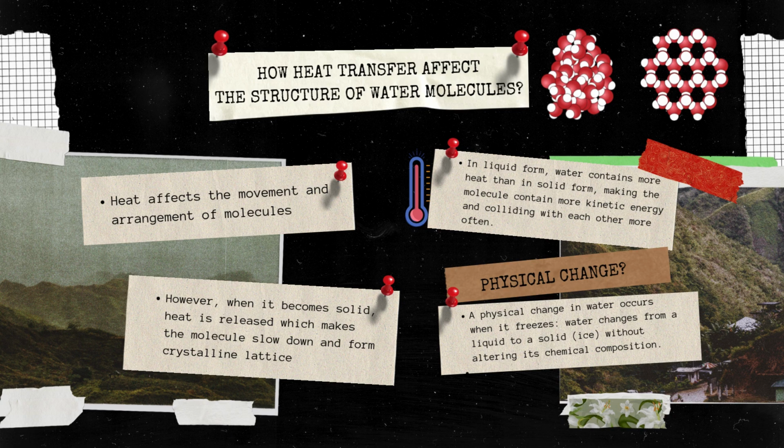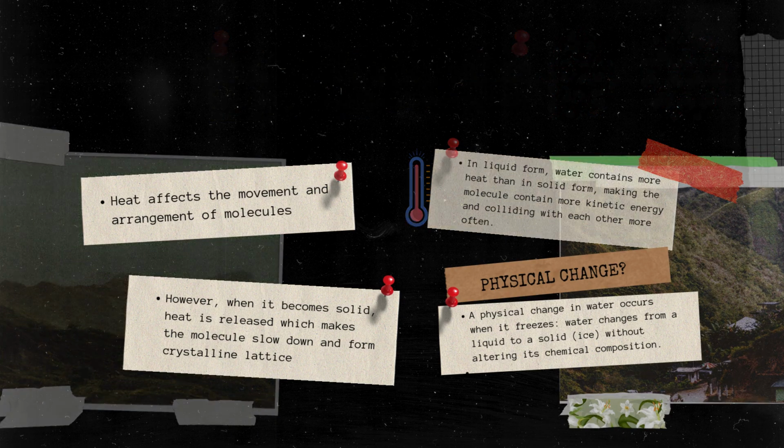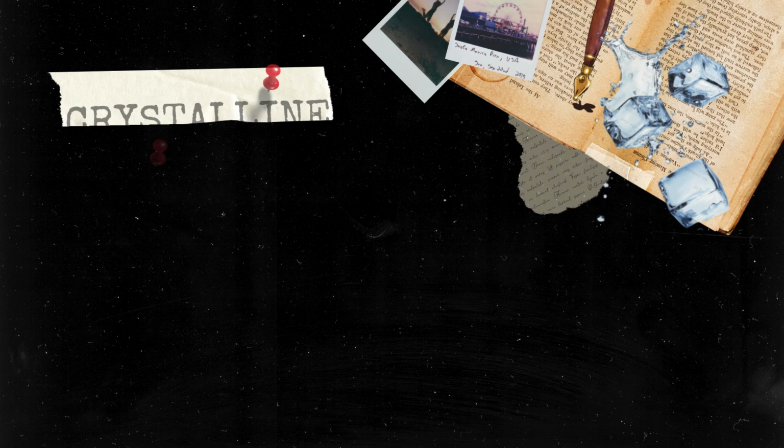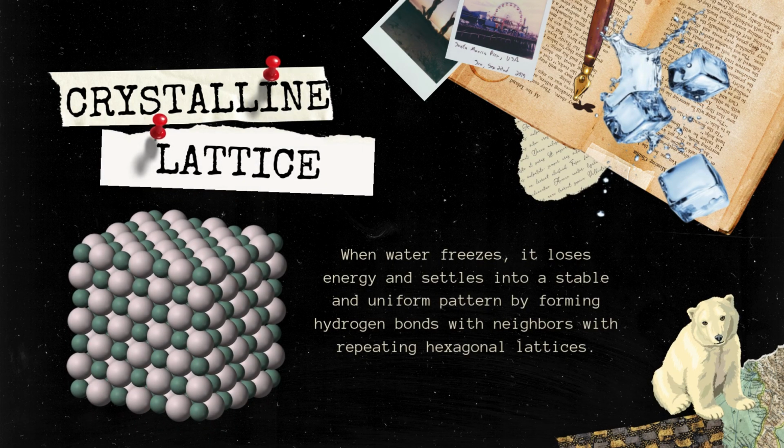Moreover, a physical change in water occurs when it freezes. Water changes from a liquid to a solid form, or ice, without altering its chemical composition. What is a crystalline lattice? When water freezes, it loses its energy and settles into a stable and uniform pattern by forming hydrogen bonds with neighbors, with repeating hexagonal lattices.